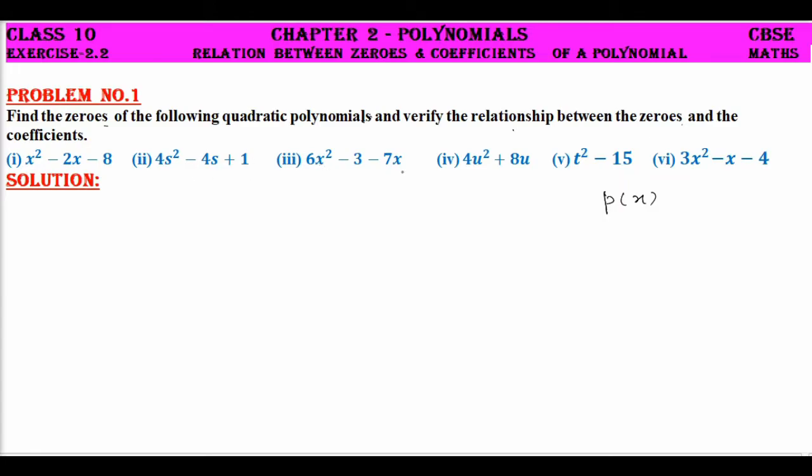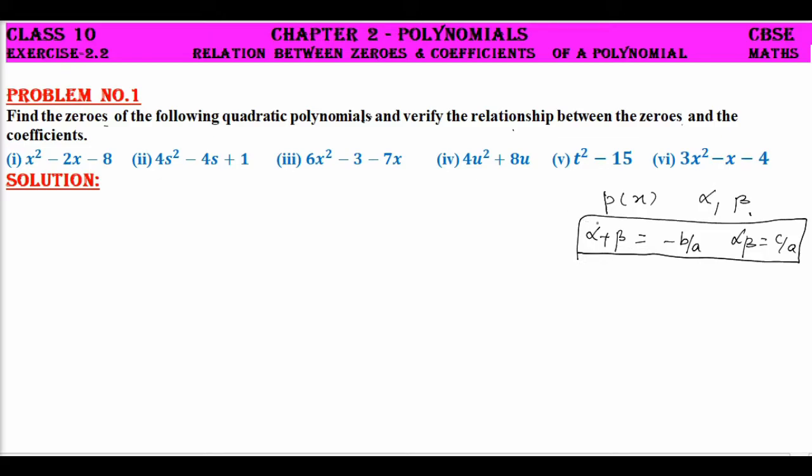And you see all these polynomials are quadratic polynomials, so they have at most 2 zeros. Let them be alpha and beta. So now we have to find what alpha and beta are. Find the zeros of the quadratic polynomial and verify the relationship between the zeros. And we know that the relationship between the zeros is alpha plus beta equals minus b by a and alpha beta equals c by a. So we have to verify these two relations also.